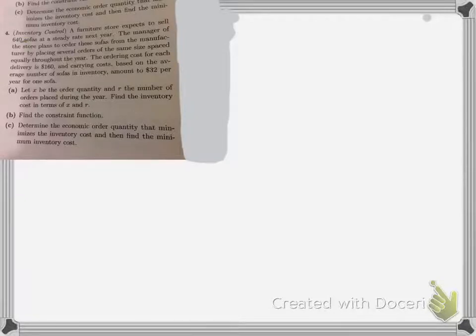So that means that the inventory they need for the year is going to be 640, and that's going to equal Rx. The manager of the store plans to order these sofas from the manufacturer by placing several orders, those will be the R's, of the same size, so the size will be X, spaced equally throughout the year. Okay, so this is our constraint right here. The ordering cost for each delivery is $160.